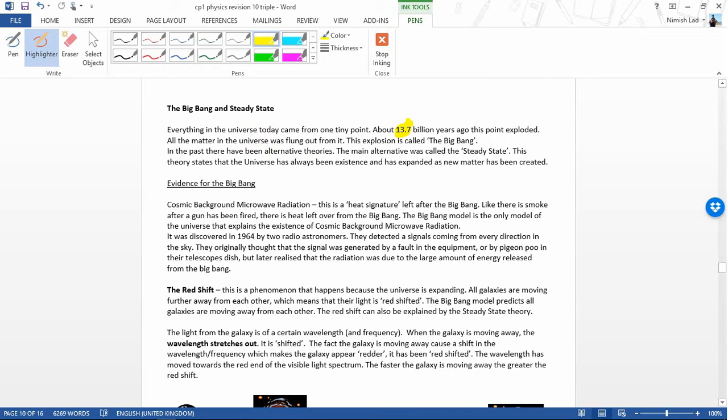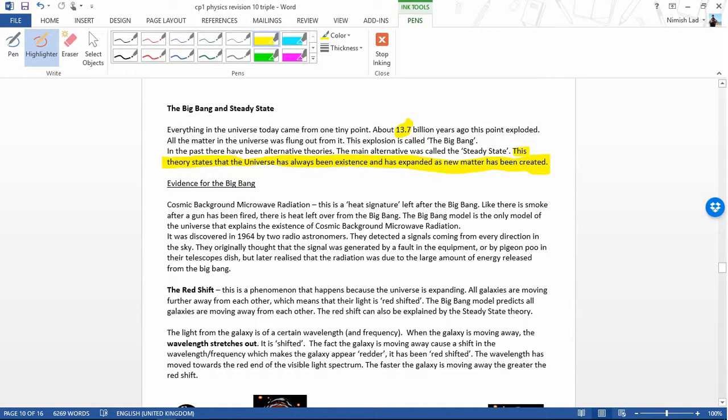Here's what steady state actually is. It states that the universe has always been in existence and expanded as new matter has been created. So it states the universe has always been there, and when new matter is made, it expands a little bit more. Steady state says the universe has always been there. Big Bang said it started at a specific point in time. So they're the two main theories. Nowadays we believe in the Big Bang, and the reason why is twofold.